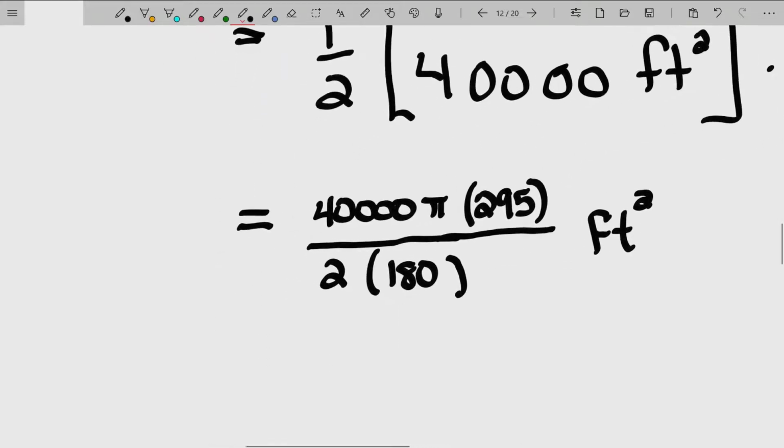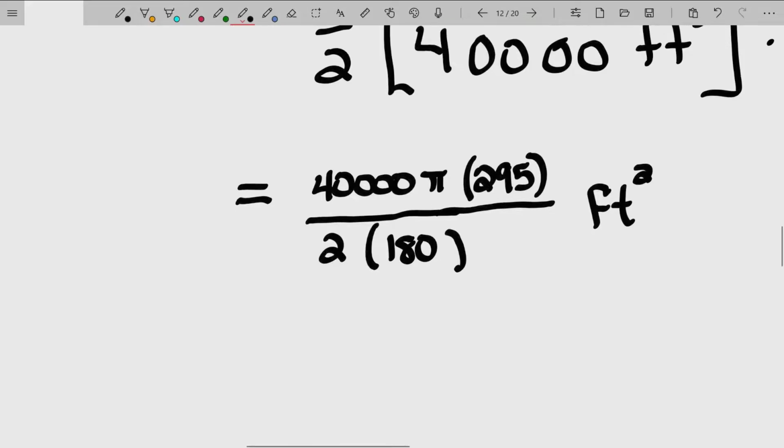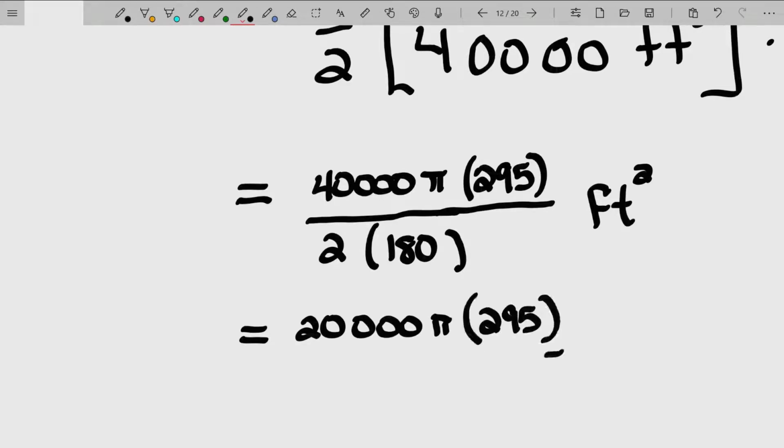Or if your instructor is really picky, and I'm not super picky about this, but if your instructor is, they might say, just do a little bit of arithmetic. Well, 2 goes into 40,000 20,000 times. At least I get that down, right? And we still have that 295 hanging out back. And then we have 180. But I happen to know that 180 is divisible by 5.